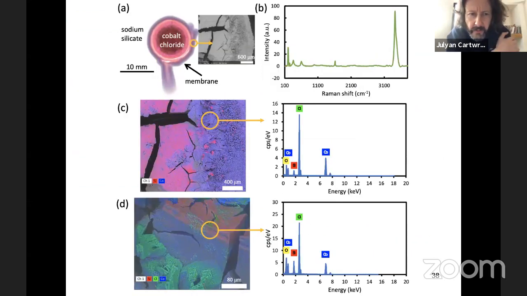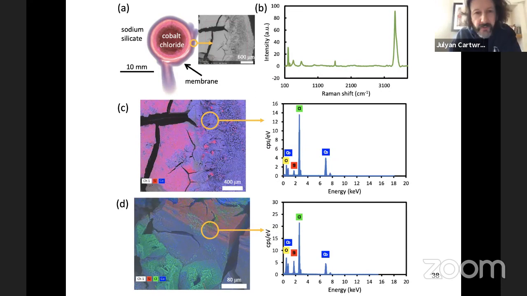When one performs this, on the top left is shown a tablet of cobalt chloride that's reacting, and it's producing a membrane around it, as shown with the arrow. And then one can look in detail at the chemistry and at the composition, and one sees the compositional gradients, for example, which is shown in the lower images. So there is interesting chemistry and interesting physics going on in this membrane.